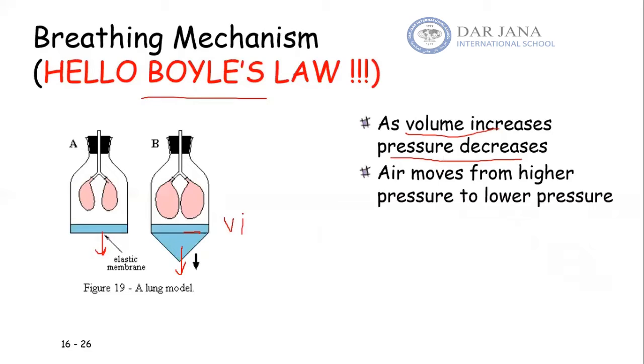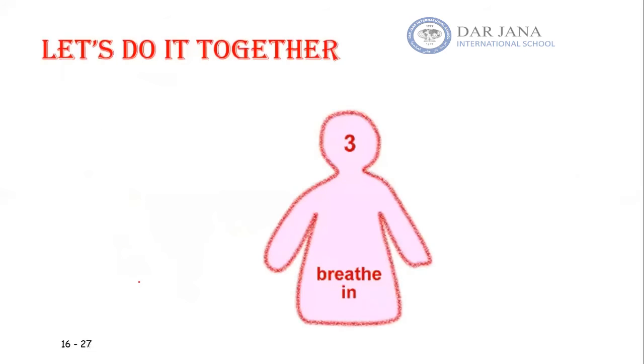And as volume increases, what happens to pressure? Pressure is going to decrease. So as volume increases, the pressure inside the bottle is going to decrease. Now the pressure outside the bottle is going to be higher. And as you know, things move from an area of higher pressure to an area of lower pressure. So the pressure inside the bottle will be less than the pressure outside, and that's why the air is going to move from the area of higher pressure into the area of lower pressure. Now, let's explain that using lungs.